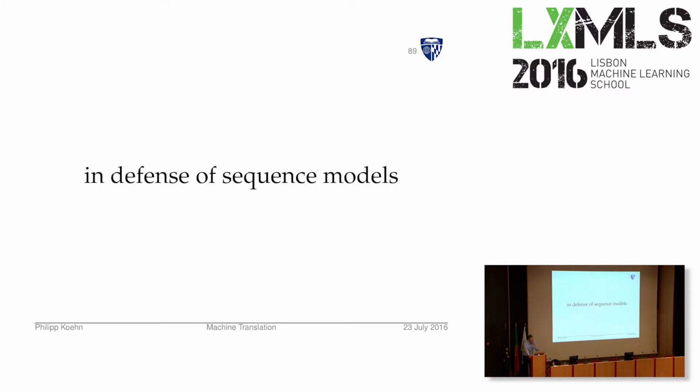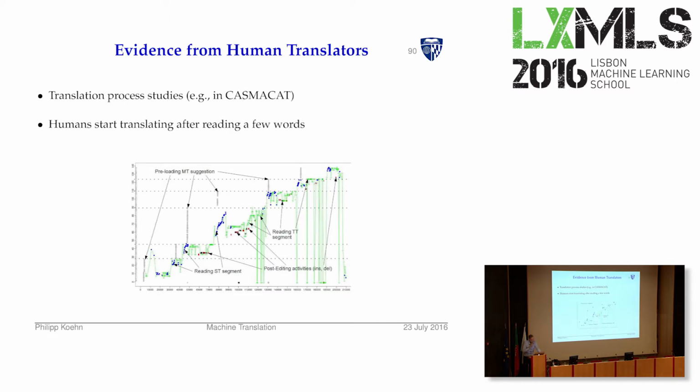So let me defend a little bit why sequence models might not be a bad thing to do. One interesting fact is that when you study how humans do translation, they don't seem to process a sentence bottom up. They seem to be doing it left to right. We had a European project on building a tool for translators called CasmaCut, where we tracked the keystrokes and also the eye movement of translators.